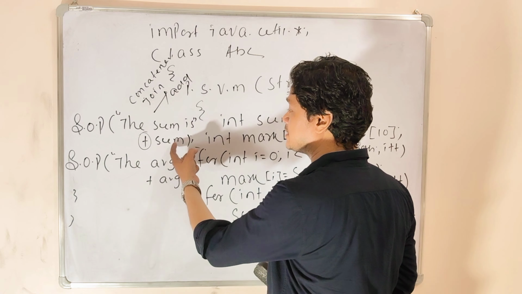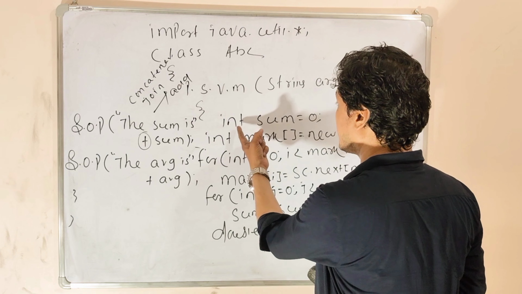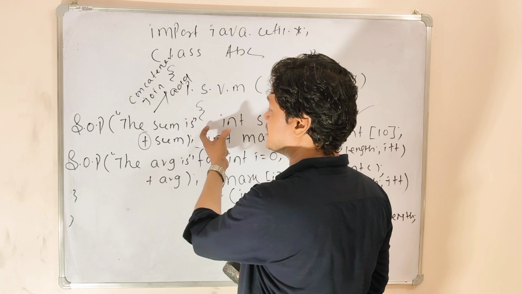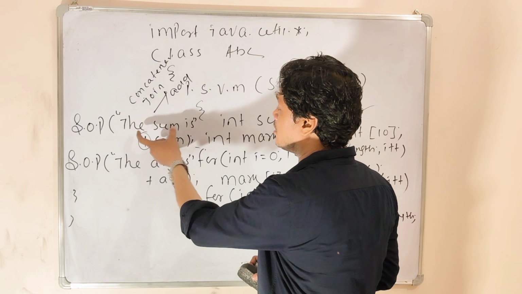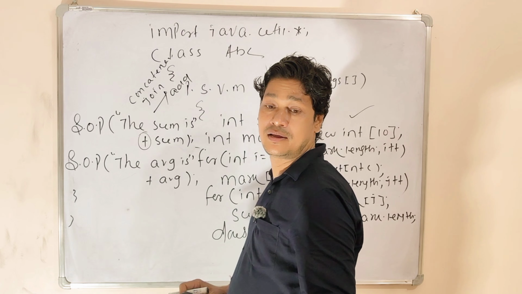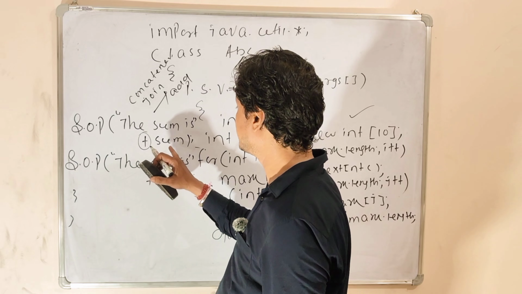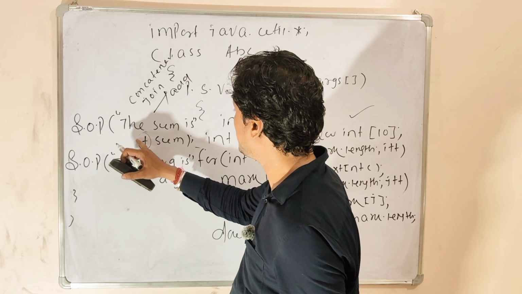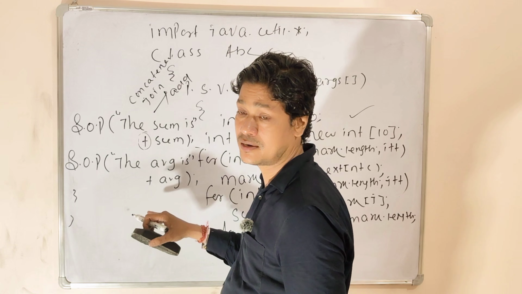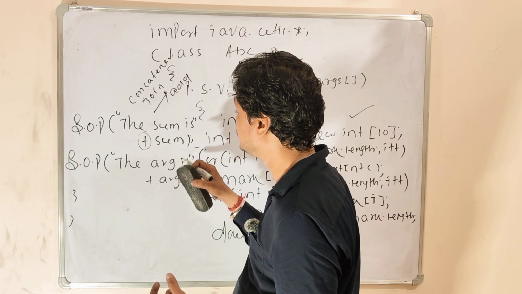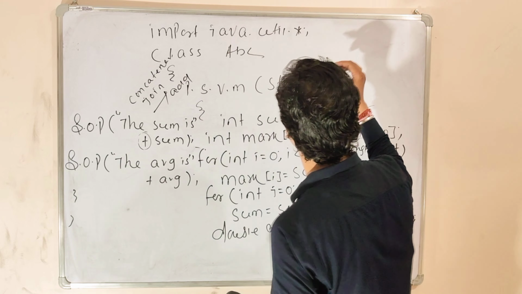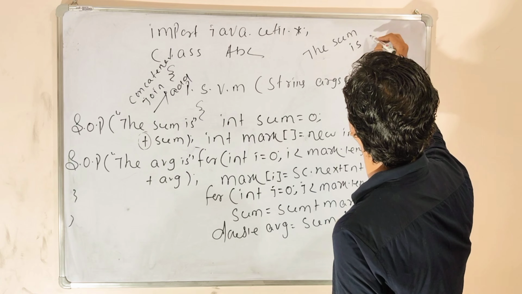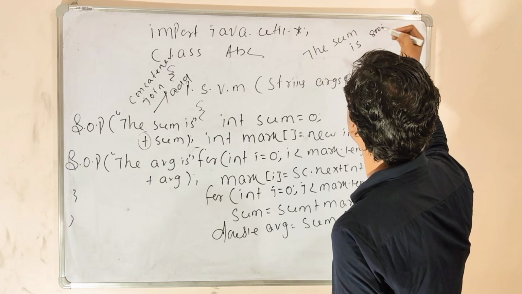Sum is a variable. What type of variable is it? Int type of variable. It stores the sum of all the marks. And this one is an English statement, the sum is. And this sum holds the value of the total sum, an integer. And this plus works as a connector, or concatenation operator, to join these two things. And the output will be like this: the sum is, suppose, 800 or 900, whatever it is.